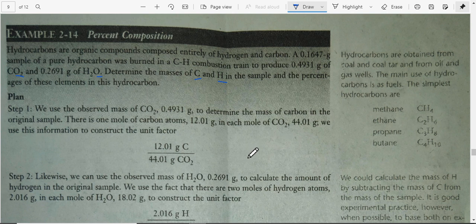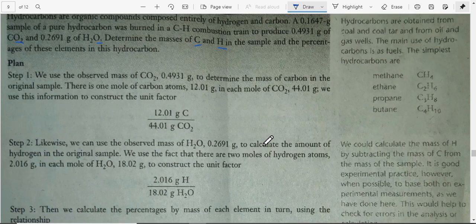So the first step, identify the things you need to get. You have here the grams of CO2; determine the mass of carbon. Remember, there is one carbon, which is 12.01 grams in each mole of CO2. Therefore, for CO2 the molecular weight you will use is one carbon, which is 12, then 16 times 2 is 32, plus 12 is 44.01.